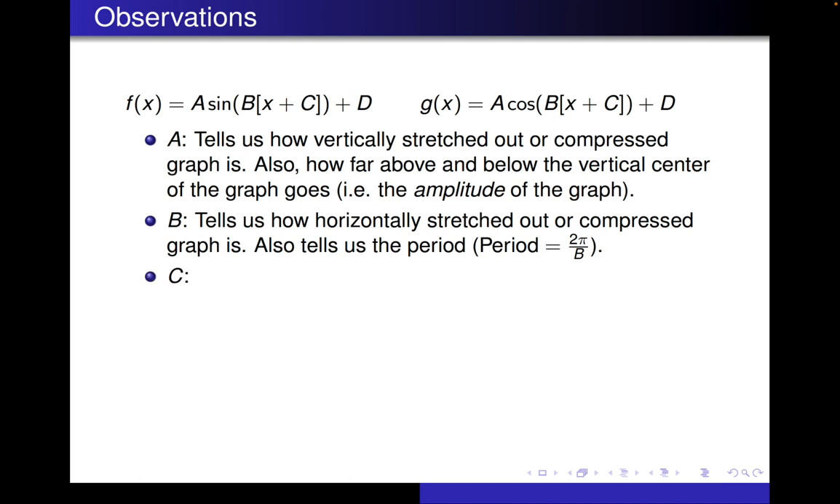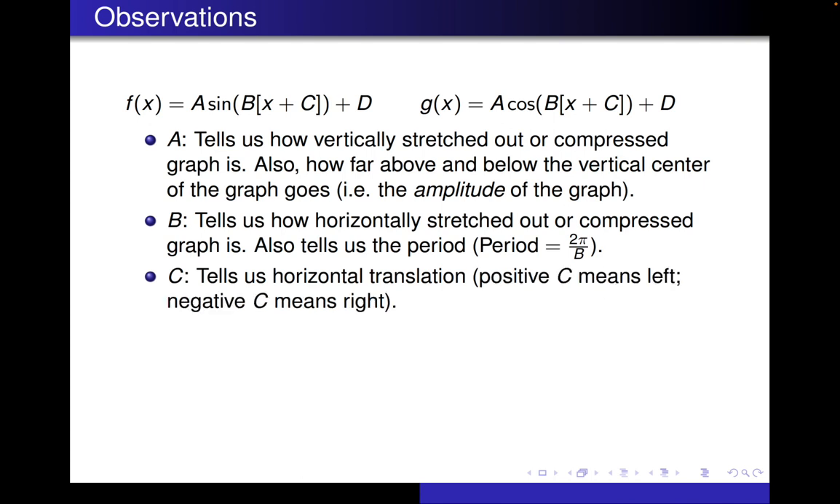So what does c tell us? Well, c just tells us the horizontal translation. How far to the left or right does the graph get moved? Again, a positive c means we move it to the left. Negative c means we move it to the right. And then d just tells us how far the graph gets moved up or down. That's our vertical translation.